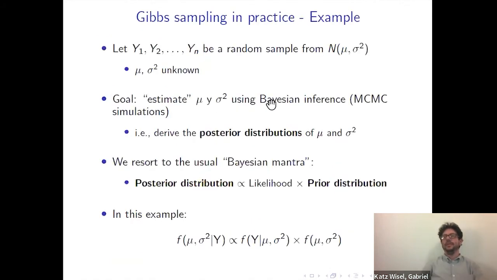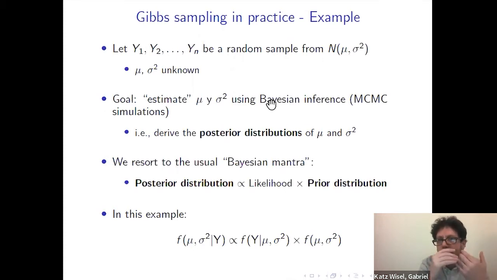Let me give an example in practice. Suppose I have a random sample from a normal distribution where I do not know the mean, mu, and the variance, sigma squared, of this distribution. The goal of this exercise is to estimate mu and sigma squared, or, to be Bayesian, to derive the posterior distribution of mu and sigma squared.